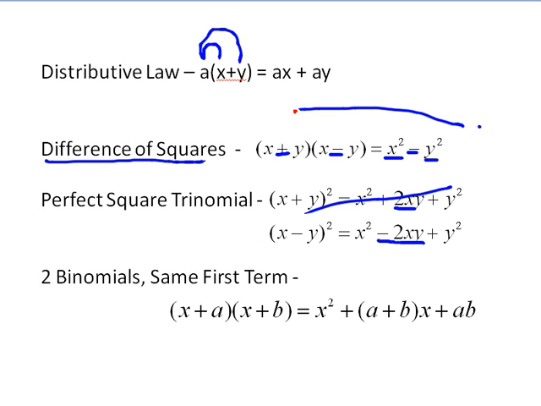This one, however, is a real time saver, and you'll need to memorize and recognize it. When you have two variables with a plus and two variables with a minus, it is the first term squared minus the second term squared.